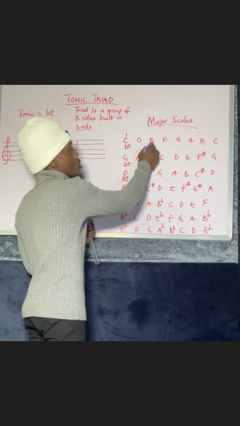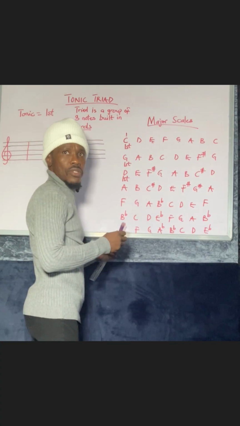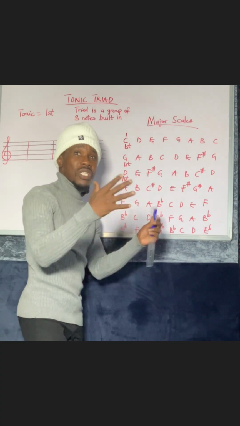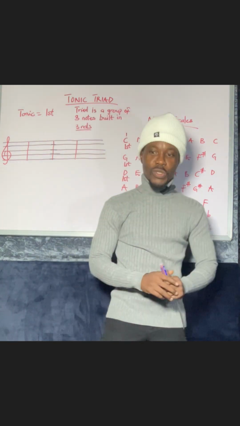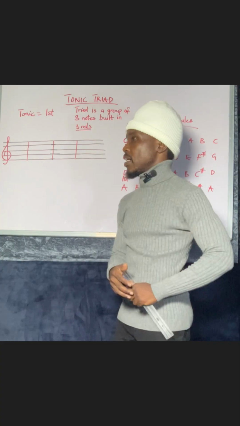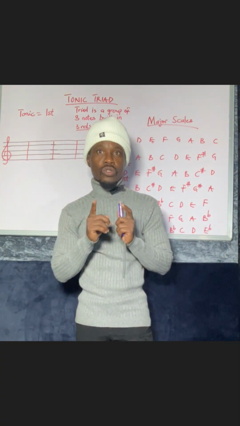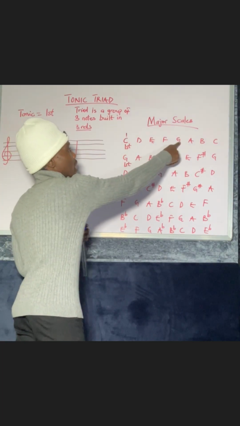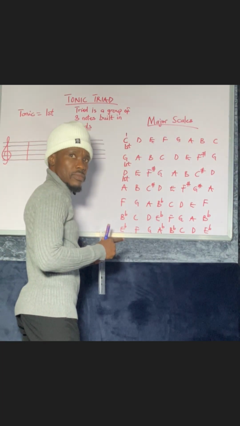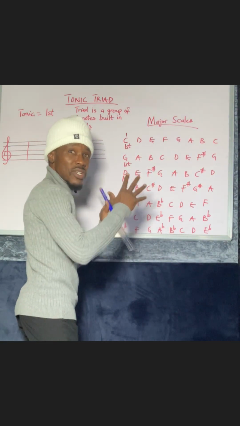Then what is the third of E? The third of E is G. Do you understand? So triads are built in thirds, a group of three notes. I can see at times students would say triad is a group of the first three notes. No. Triad means the first note, the third note, and the fifth note in a scale. But here we are dealing with major scales.